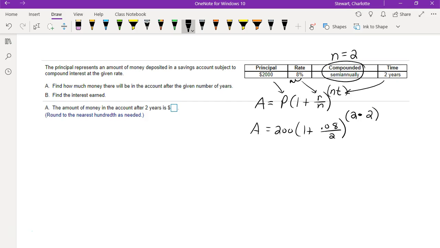So this will calculate our compounded interest. Now you may want to simplify it a little bit before you put it in the calculator. Notice 2 times 2 is 4. And if I go ahead and divide 0.08 divided by 2, that is 0.04, which would give me 2,000 times 1.04 with an exponent of 4. It may be a little easier to do some of that part by part or just by hand.